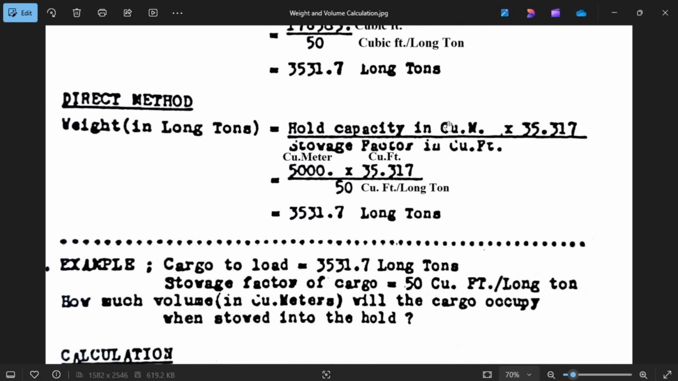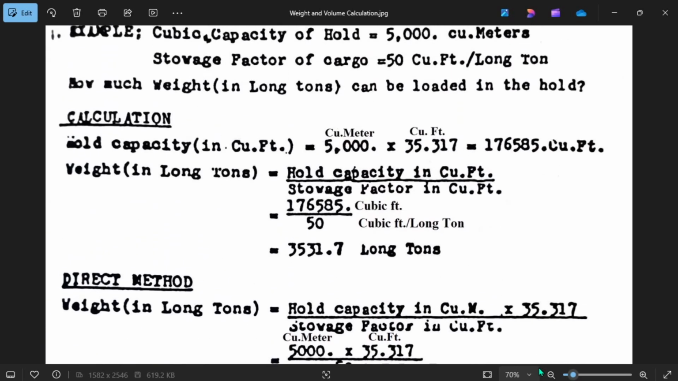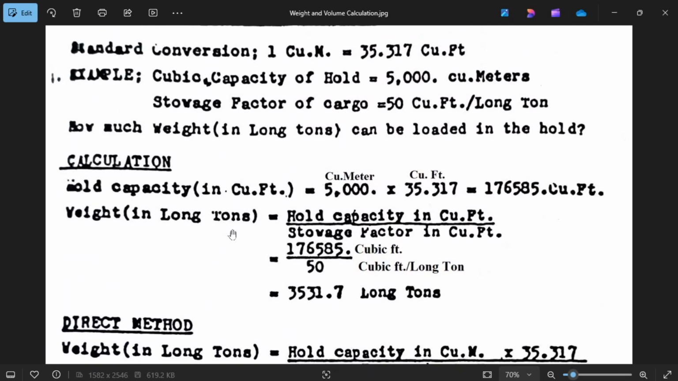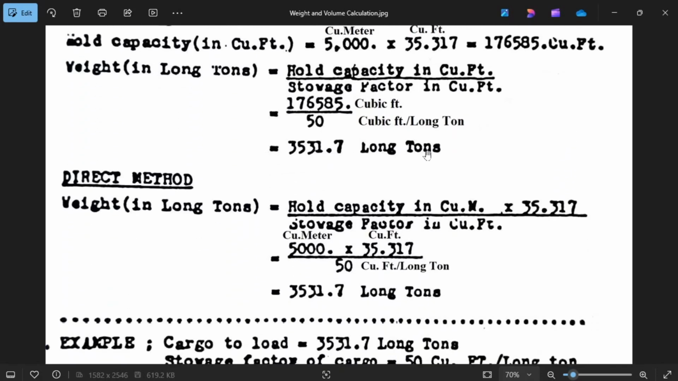We have already computed this one. And the storage factor is the same, 50 cubic feet per long ton. Now, the question is, how much volume in cubic meters will the cargo occupy when stored in the hold? So, he's now asking for the volume in cubic meters, while in question number 1, we are asking for weight in long tons. Okay? So, the weight in long tons is 3531.7 long tons.